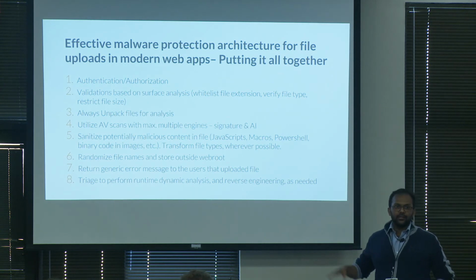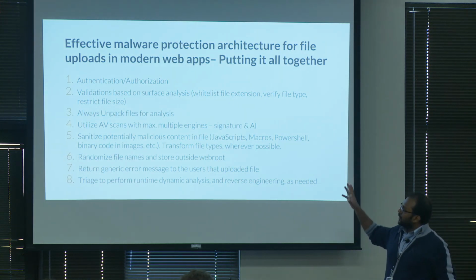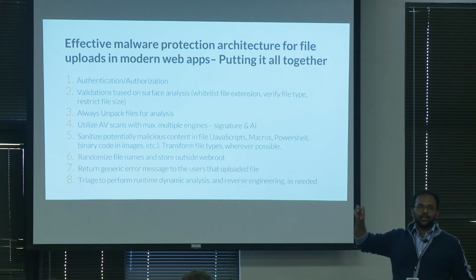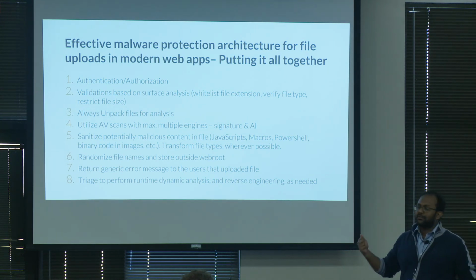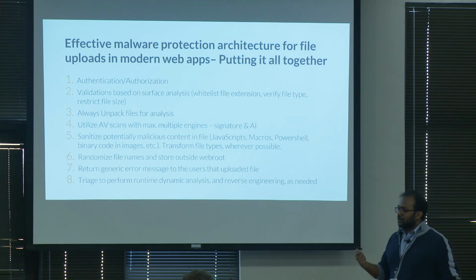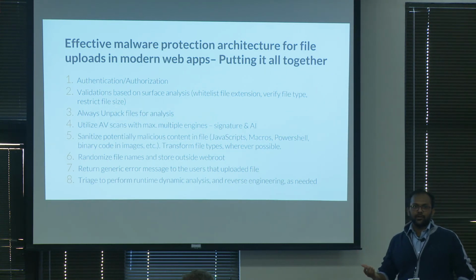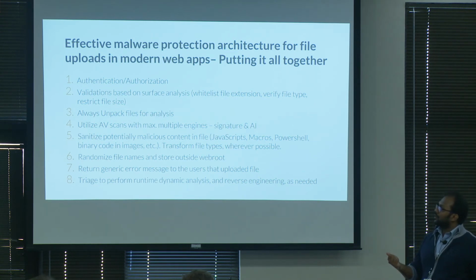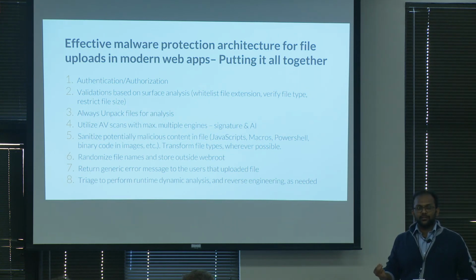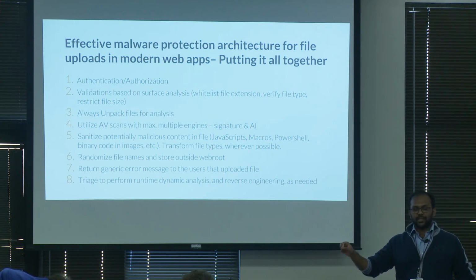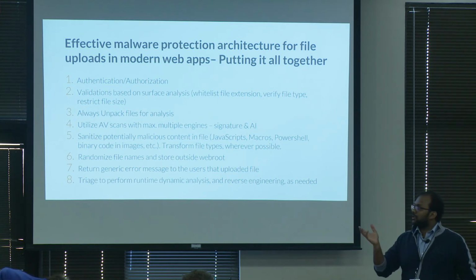Okay, so putting it together, these are the 8 steps in a sequence that I think would help secure a file upload. One, before anything is accepted, we would want to authenticate and authorize the user. Without authorizing, we don't want anyone on the internet to be allowed to upload a file. Number 2, there should be a set of validation or enforcement based on the surface analysis of the file. That ties back into the business case of the application, to say this application can accept X, Y, and Z, but not other types of files.